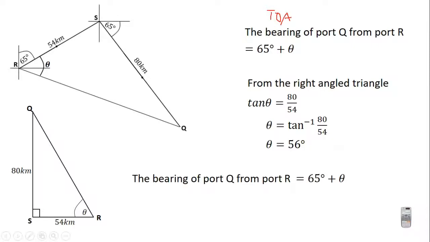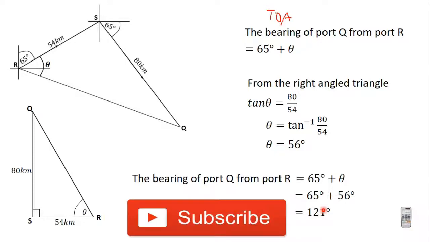But theta is not the bearing of pot Q from pot R. We know that the bearing of pot Q from pot R is 65 degrees plus theta. We have found theta to be 56 degrees. So what do we do? The bearing of pot Q from pot R is equal to 65 degrees plus theta, which is now 56 degrees. And this is going to give us 121 degrees. So we can say that the bearing of pot Q from pot R is 121 degrees.